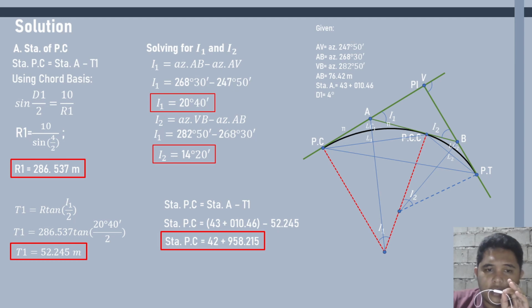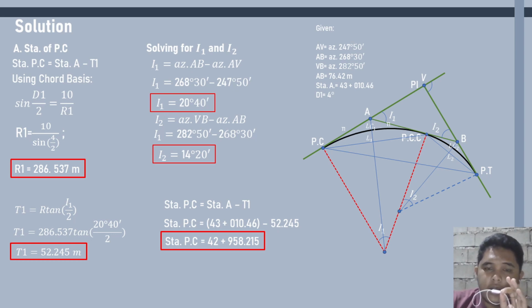So in solving the radius, tagaan man ta og degree of curve. So gamiton lang nato ang formula for the chord basis, no? Using the chord basis, which is sine of D1 over 2 equal to 10 over R1. That is for the metric unit system. And then ato lang i-manipulate, then substitute the values. We get R1 is equal to 10 over sine of 4 over 2, and our radius is 286.537 meters. Now, si T, di po nato siya makuha kung wala tayo deflection angle I1.